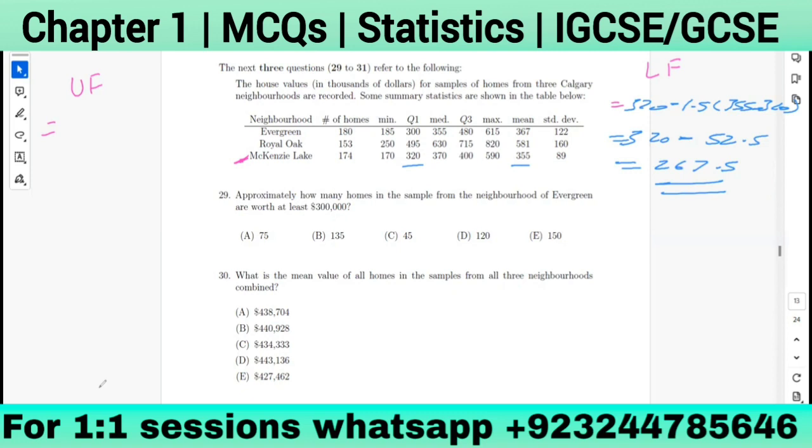Okay, now calculate the UF. So what did you get? 267. How to calculate LF? 320 minus 1.5. From where did you get this 355? Did you write the mean over here? Do it carefully, please. 590. Did you write the maximum over here? Did you forget how to find LF and UF? You just did it in the last question. I made a mistake. You have to write Q3, yes.